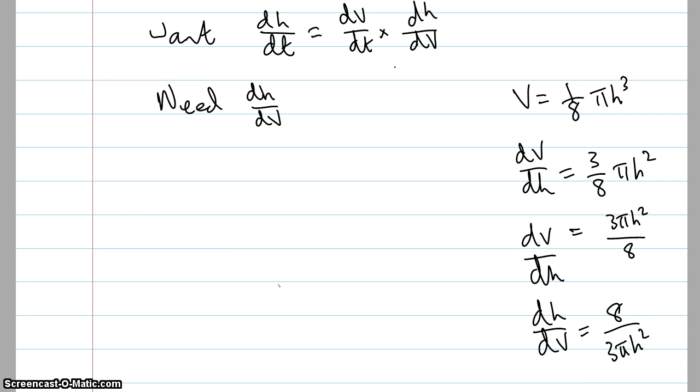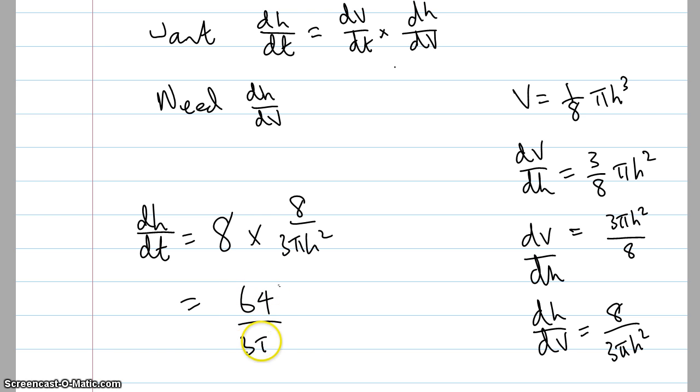Now, back to my actual question. I want dH/dt, and I know that dH/dt is equal to dV/dt, which is 8 cubic centimeters per second, what they told me before, multiplied by 8 over 3 pi H squared. You don't substitute H in until the final step. Don't think you need to substitute H in up here or anywhere else, because it changes with respect to the height. I want to do it after I've put it all into the equation. So I get 64 over 3 pi H squared.